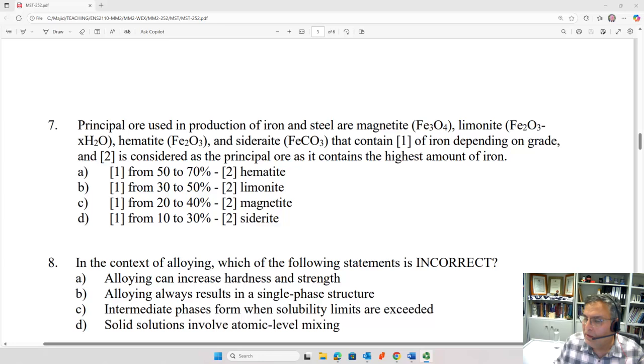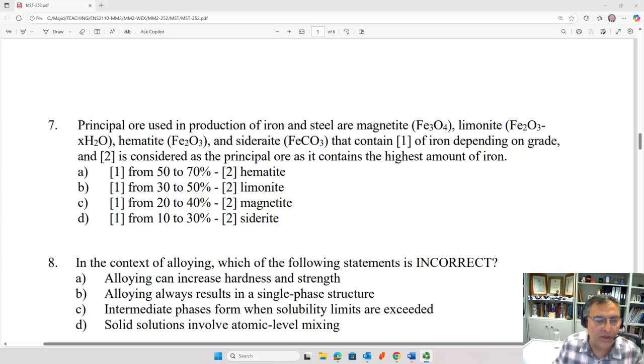In A, it says alloying can increase hardness and strength. Of course, this is correct. In B, it says alloying always results in a single phase structure. Well, this is obviously incorrect because when alloying is in progress, if the solubility limit is exceeded, then a second phase will be formed, which is referred to as intermediate phase.